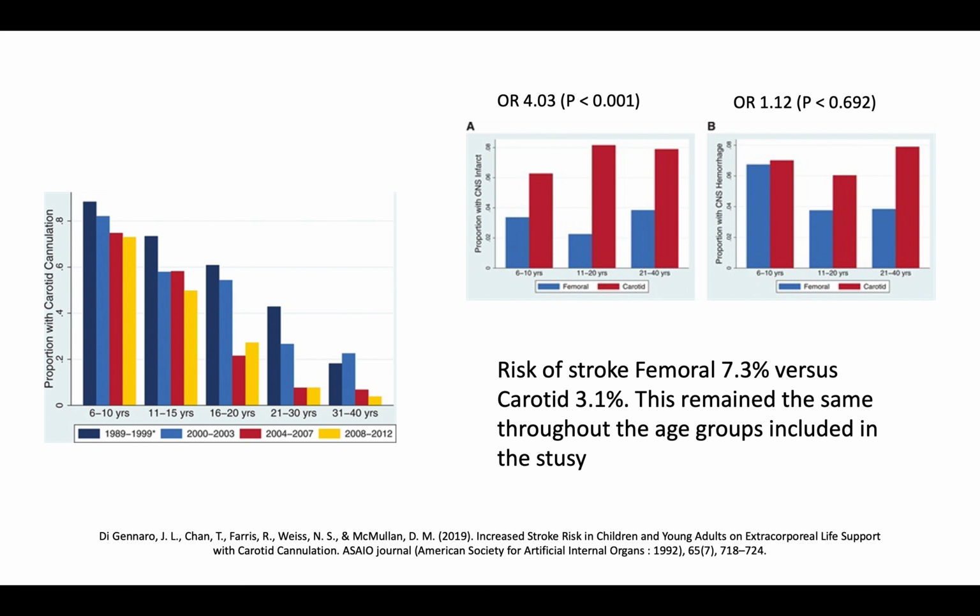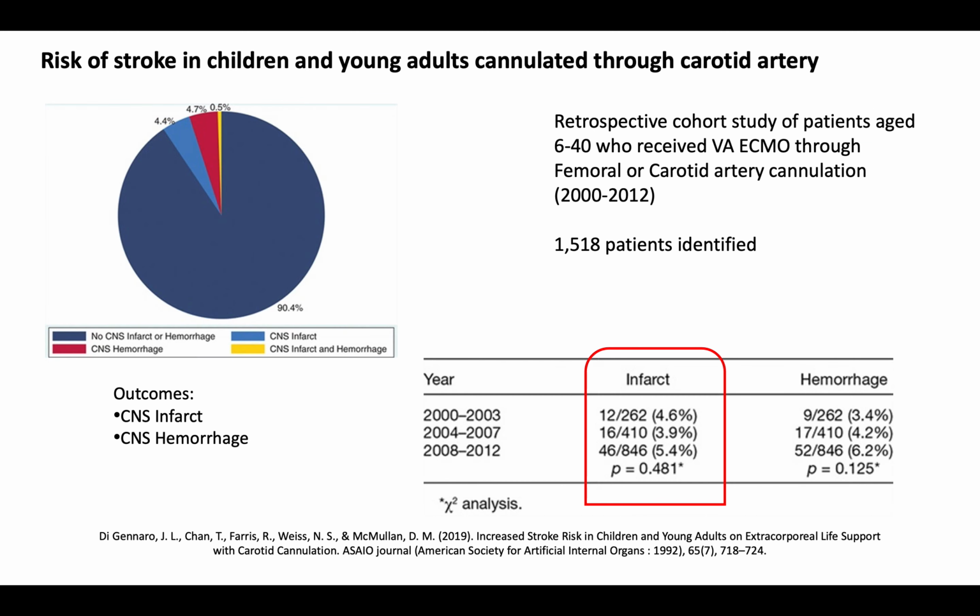They also excluded patients with age above 40 as these patients may have atherosclerotic vascular disease, increasing the risk of stroke. As can be seen from the pie chart, the risk of infarct was 4.4% in the entire cohort. Interestingly, this risk did not change over the years as can be seen from the table.